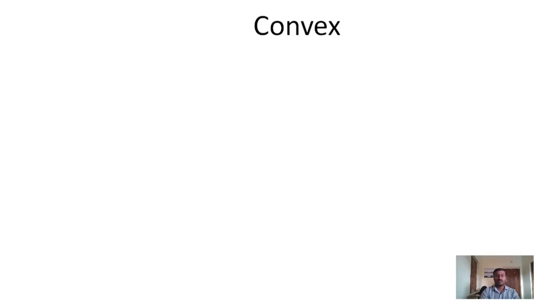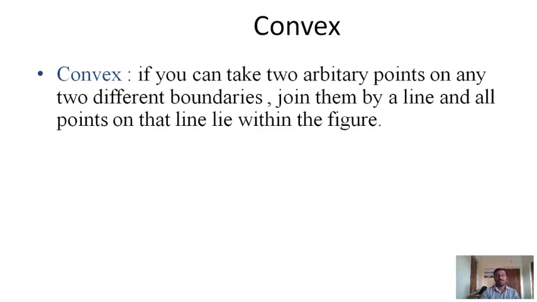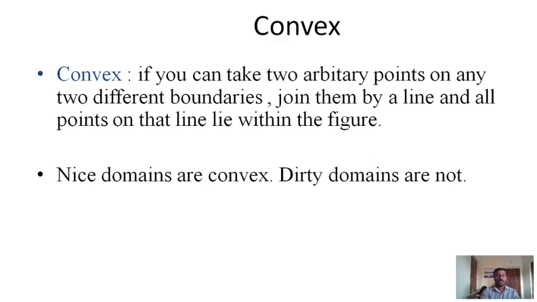Then convex. This is one of the properties. Convex means that if you take two arbitrary points on any two different boundaries and join them by a line, all points on that line lie within the figure. If you define boundaries in this manner, it is a convex property, and it is one of the properties of nice domains also. Nice domains are convex, dirty domains are not.